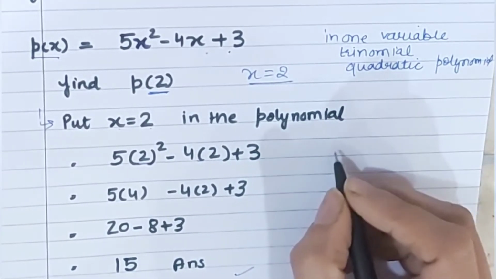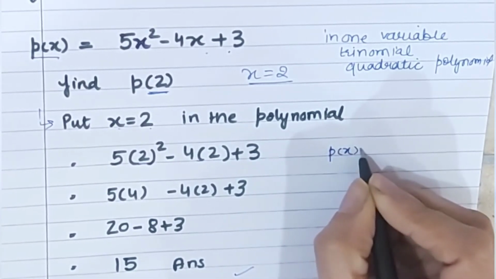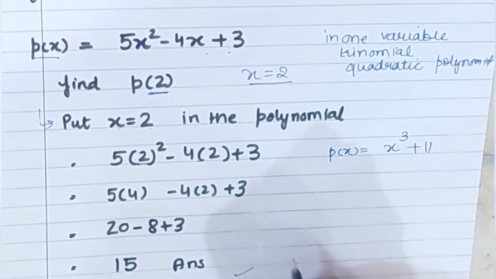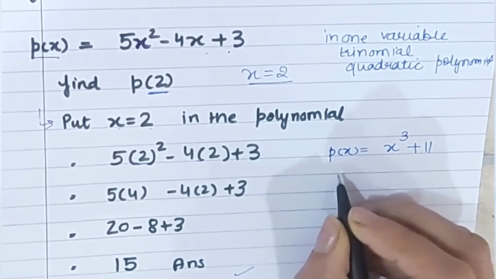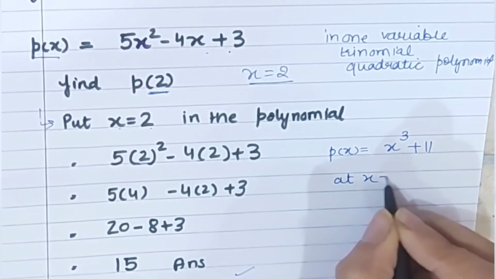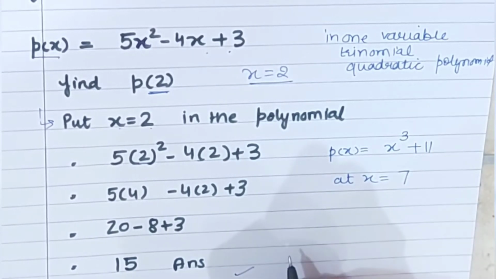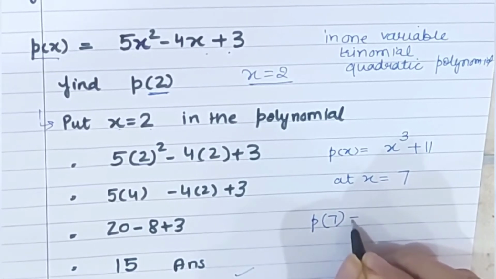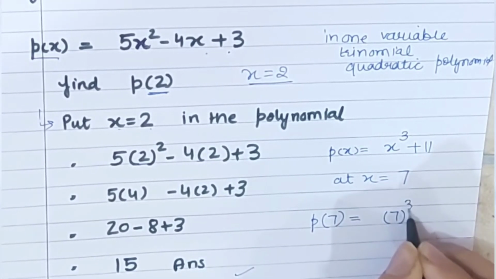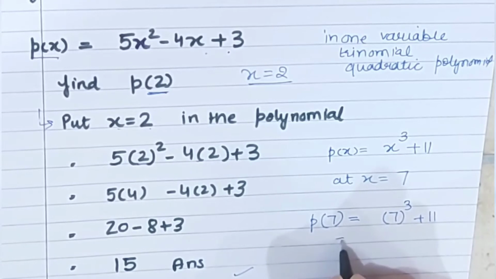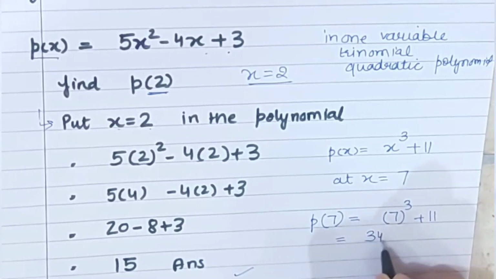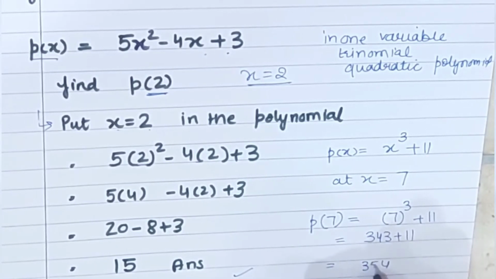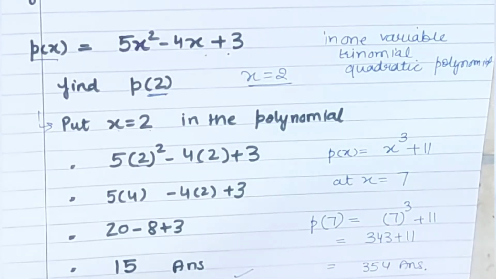Suppose we take one more example. Suppose you have p(x) is equal to x raised to power cube plus 11, and you have to find the value of this polynomial at x is equal to 7. So how can we do this? We put the value of x as 7, and we put 7 raised to power cube plus 11, which is equal to 7 cube is 343 plus 11, and we get 354 as the answer for this polynomial.